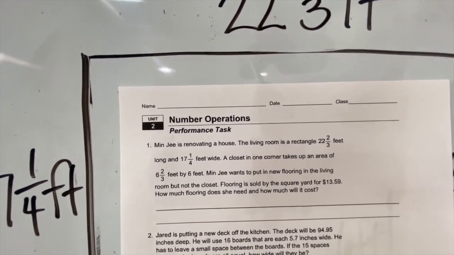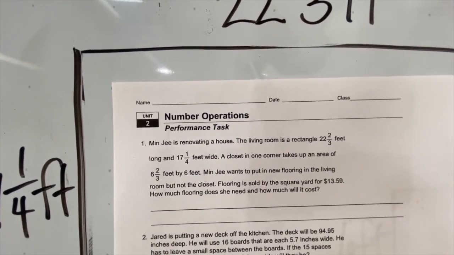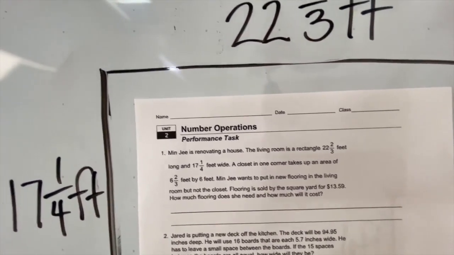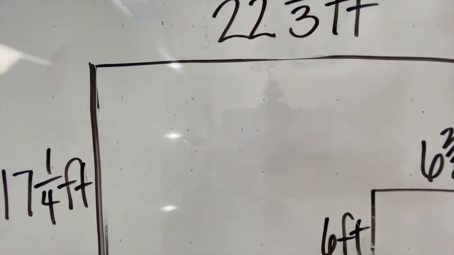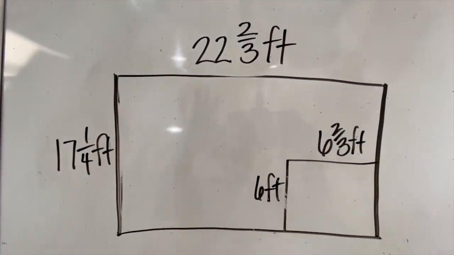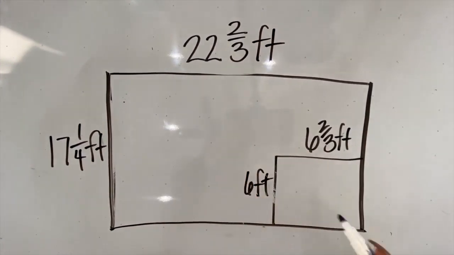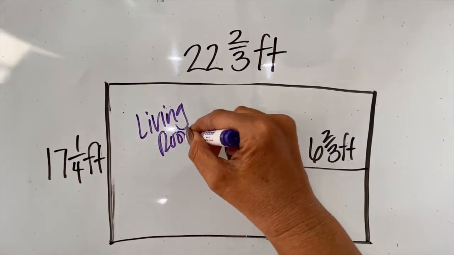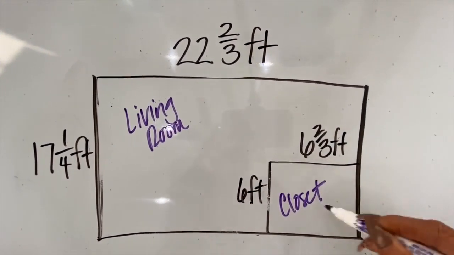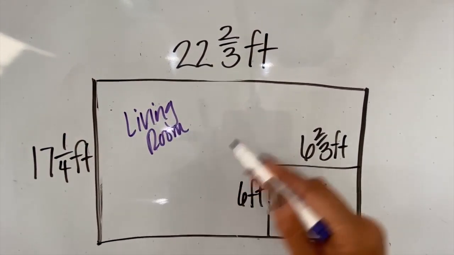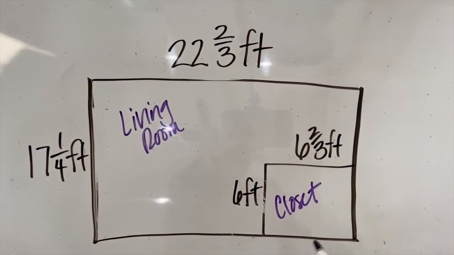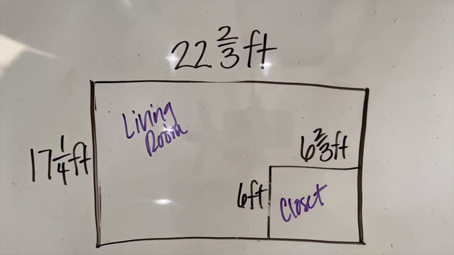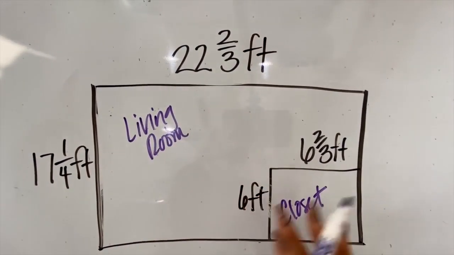Okay, so the key thing there is that we're going to eventually have to convert this to yards. And that was one of the main reasons I wanted to work through this with you. Okay, so right here, I have drawn out what this is going to look like. So we have the living room, and then this is the closet. So she wanted to floor this area, but not this right here. So the first thing that I'm going to do is go ahead and find the area of the living room first.